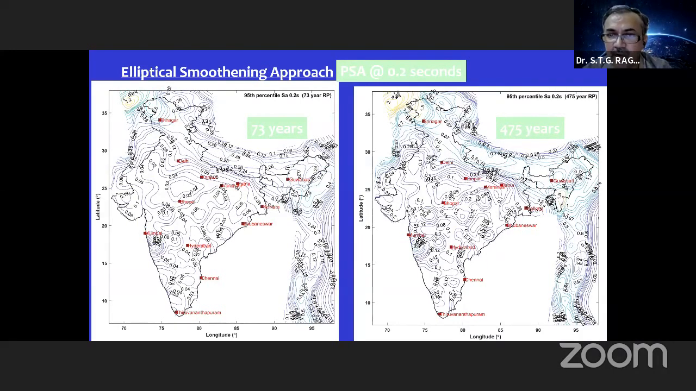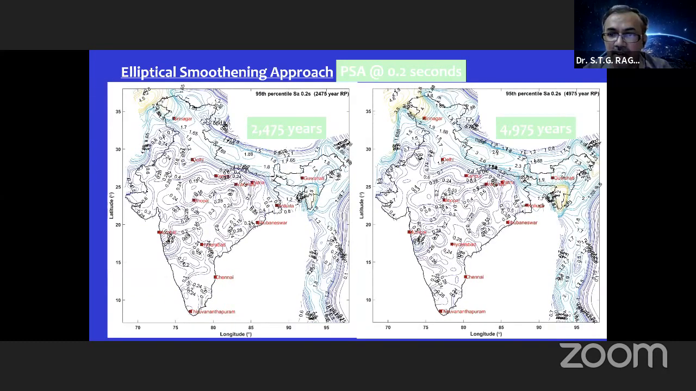So obviously, they will be extremely high. And this is at 2500 years, then this is for 5000 years, and similarly at 10,000 years also. So these are at 0.2 seconds. This is also known as the short period coefficient.